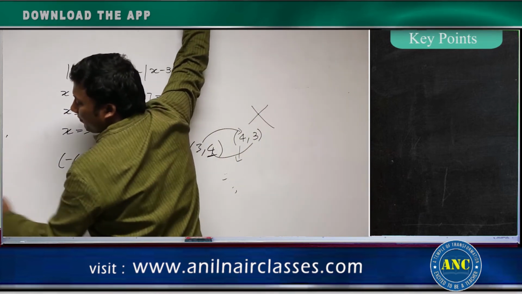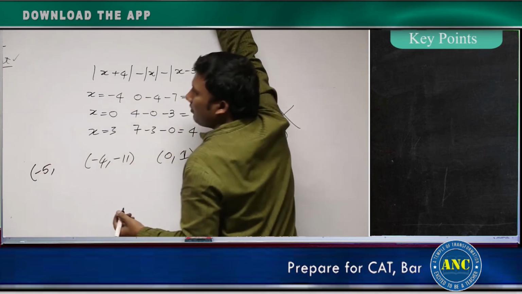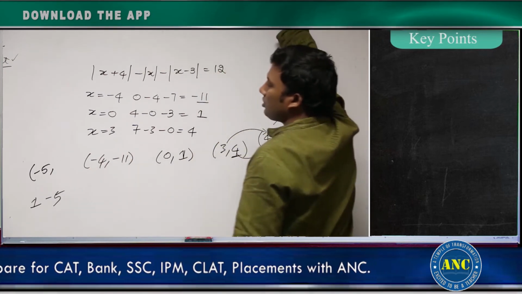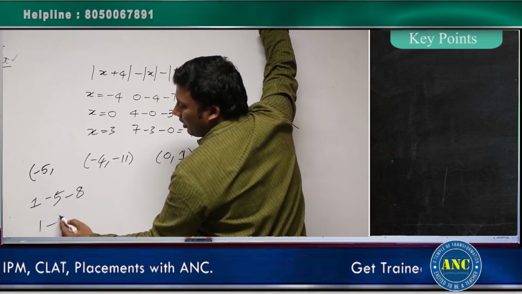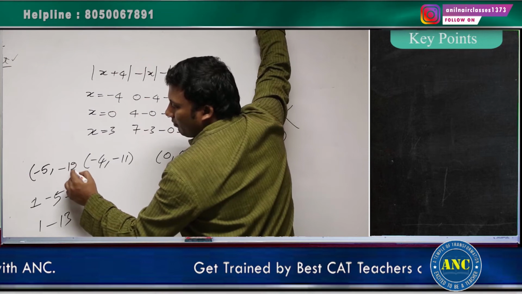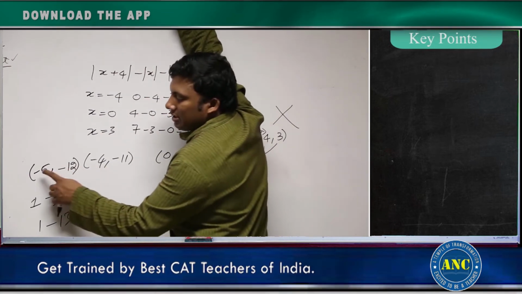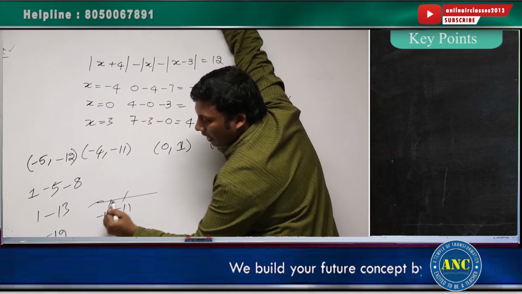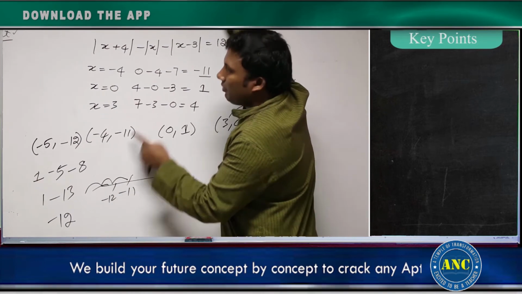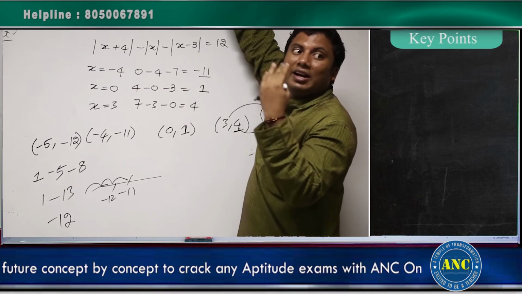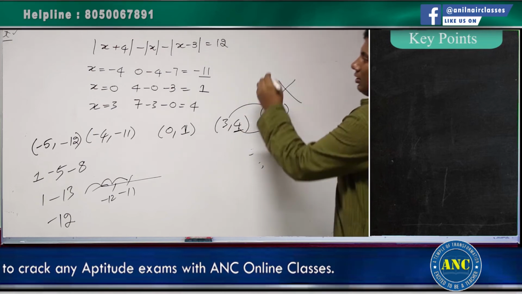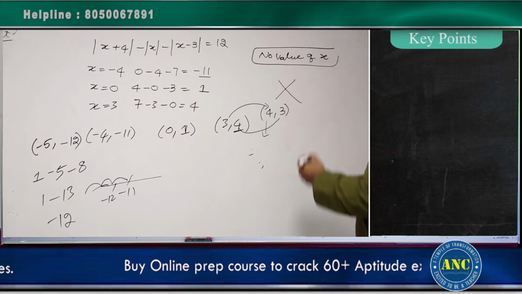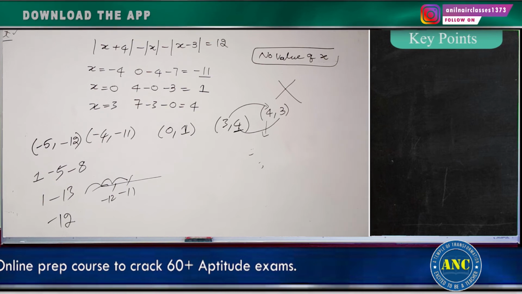Go to this value. If it is -5, then -5 + 4 is -1, which is 1, and -5 - 3 is -8, so 1 - 13 is -12. Now see here, x is decreasing by 1 and y is also decreasing by 1. If it is -11, it is becoming -12, so it is going to the left side of -11. But I require 12, which means it should go to the right side. No value of x will satisfy. Please don't leave this kind of question. These are very easy to solve if you know it. No value of x will satisfy.